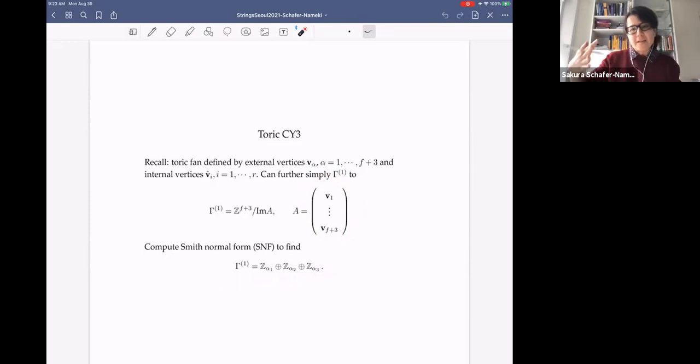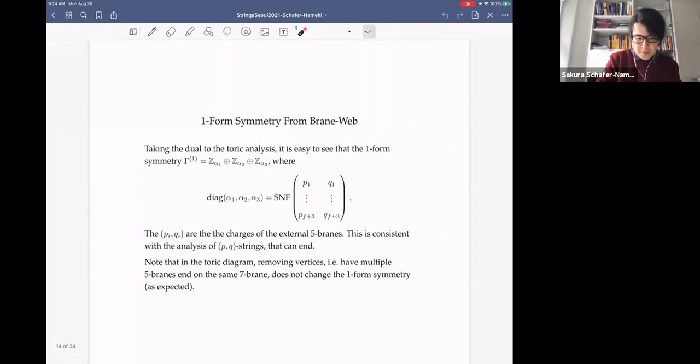And once you have that, of course, the path now to the brane webs is very straightforward, right? You have whatever your toric diagram, and then you just take the dual graph. And from there you can read off the five brane charges. And reformulating this toric story in terms of the brane webs is just now saying, take your brane web, put the charges of the five branes into this matrix, compute a Smith normal form that actually gives exactly these integers alpha 1, 2, and 3, which then compute the one form symmetry.